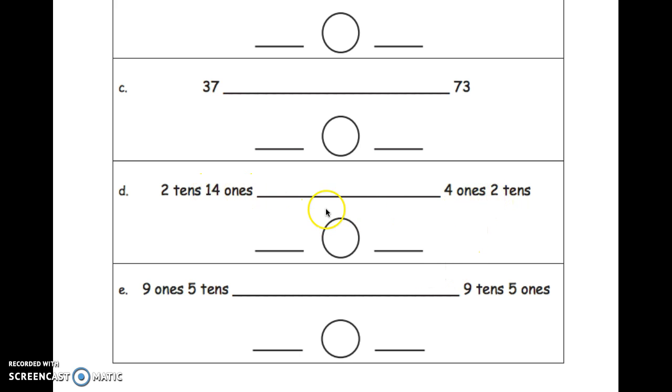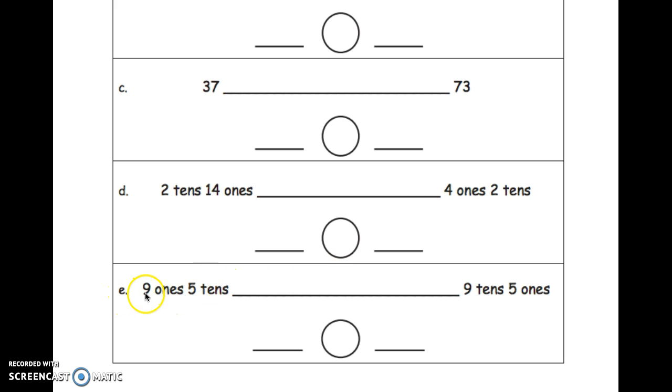Figure out which one's greater, circle it if that helps you, and then use the words from the word bank to write on the lines. Then write what those numbers are, and then fill in the symbol to compare that.